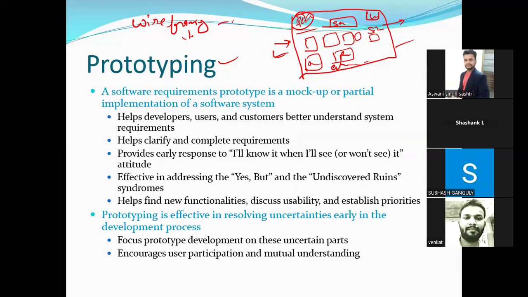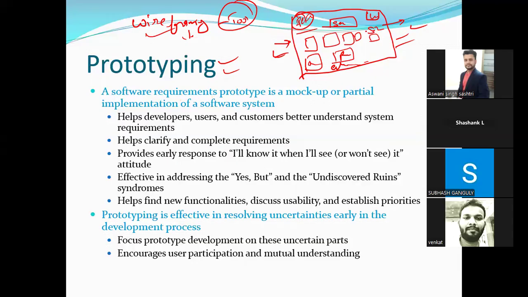जहाँ पे tool के through we will use one tool called Balsamiq or FM Sketcher to create the actual screen. वो कैसे करना है मैं आपको सिखाऊंगा. अभी के लिए आपको इतना सीखना है कि what is prototyping. Prototyping software requirement is a mock-up or partial implementation of the software. मतलब आपका एप्लीकेशन बनने के बाद कैसा दिखेगा, ये होता है प्रोटोटाइपिंग में.